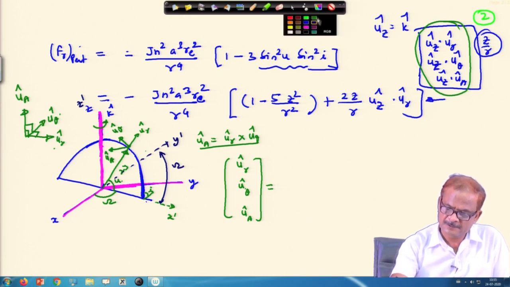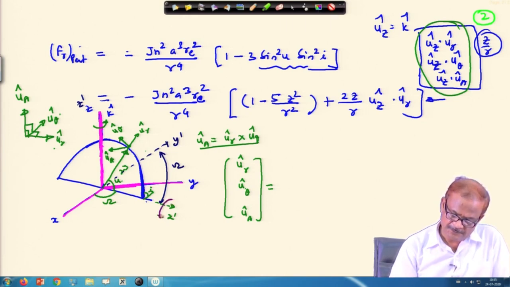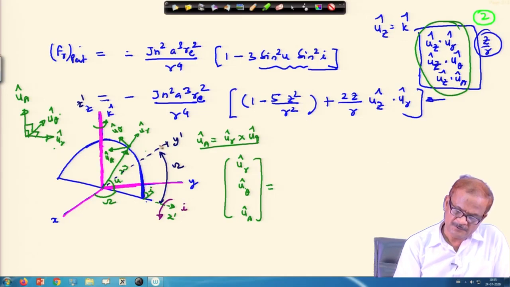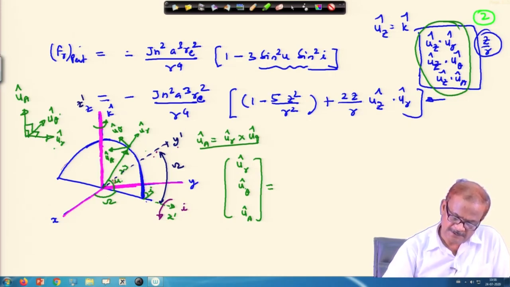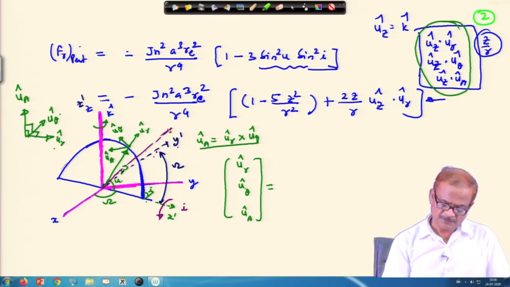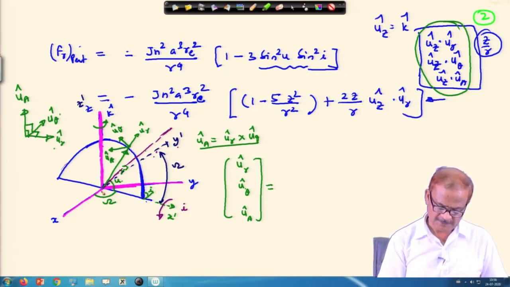The next rotation we give about this x axis, the new x axis, by I, and by doing so your y prime will come to the y plane. If this is the plane of the orbit, it will rise from this place and come to this orbit. So first rotation about the z axis, then the next rotation about this axis, and that we are giving by I.